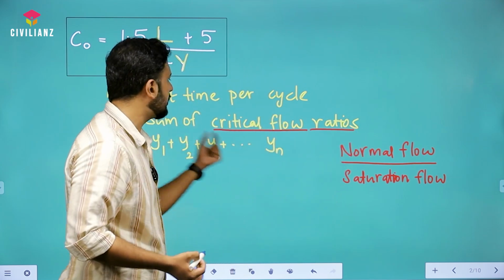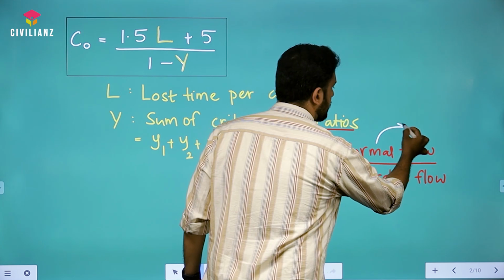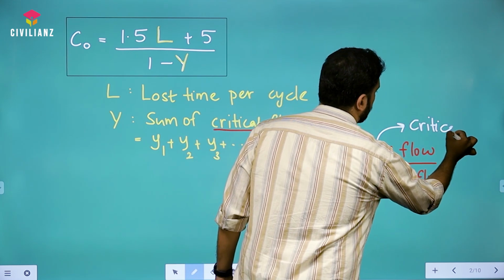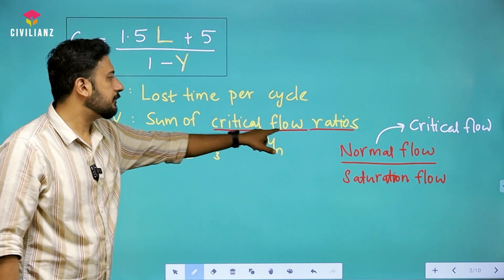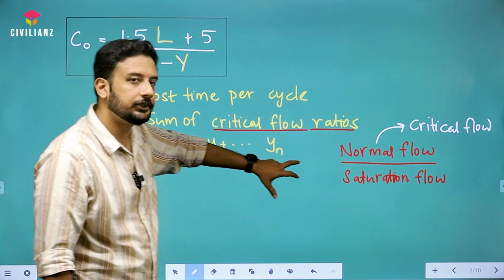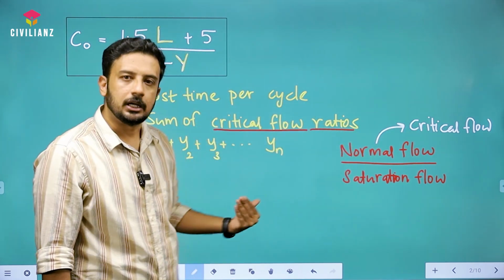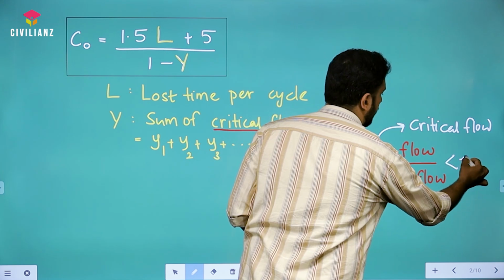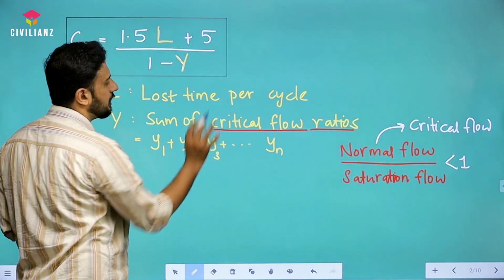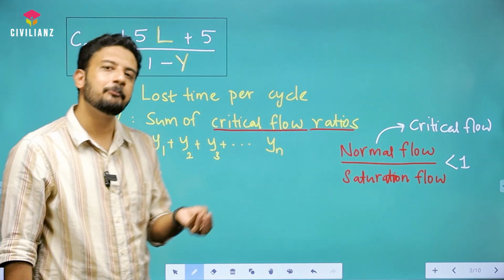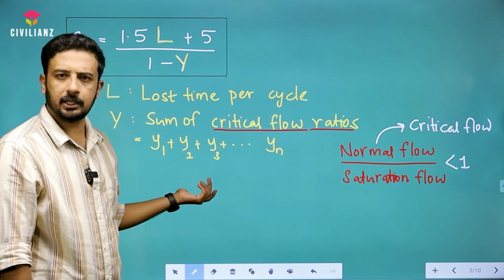Now from where did this critical flow name come? This normal flow is also called critical flow. So the critical flow ratio can also be defined as the ratio of critical flow to saturation flow. That's why it is called the critical flow ratio, and this ratio will always be less than 1. That is also an important point for 1 mark. All these ratios y1, y2, y3, y4, etc. will be less than 1, like 0.1, 0.2, 0.15, 0.22, something like that you may be getting.